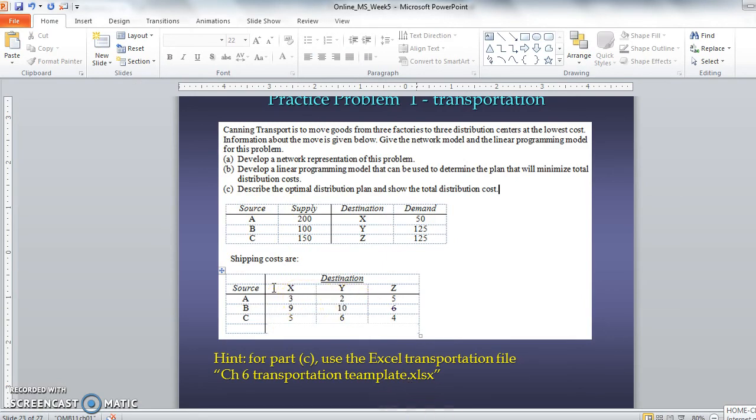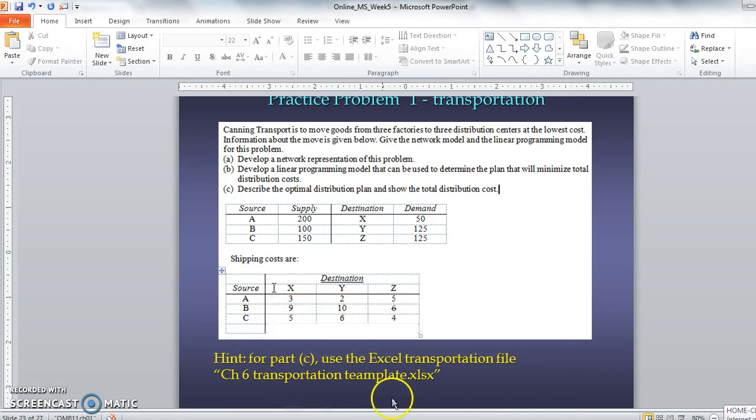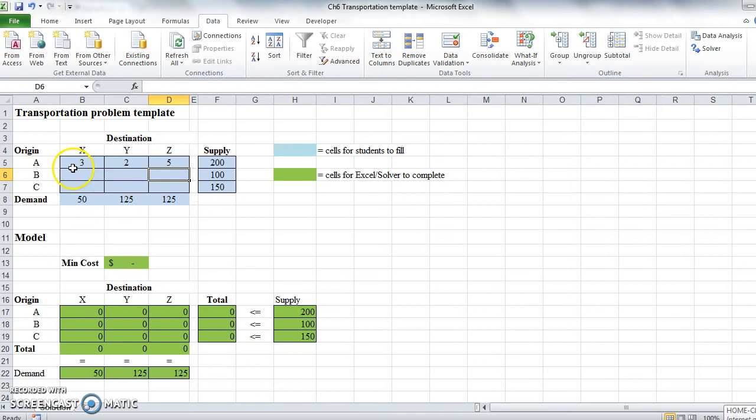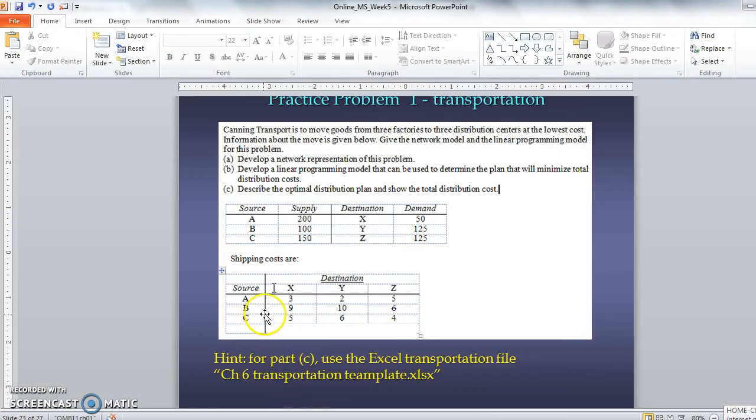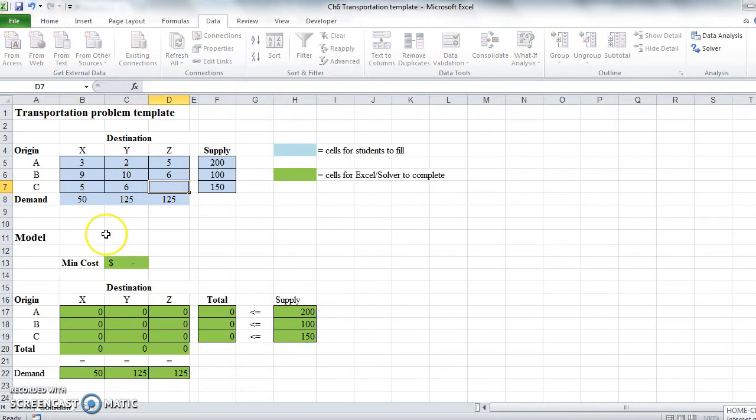3, 2, and 5. 9, 10, and 6. And lastly, from C source to the others, 5, 6, and 4. Okay, now we're ready to run cells for the students to fill in blue. Excel will solve the rest of them.